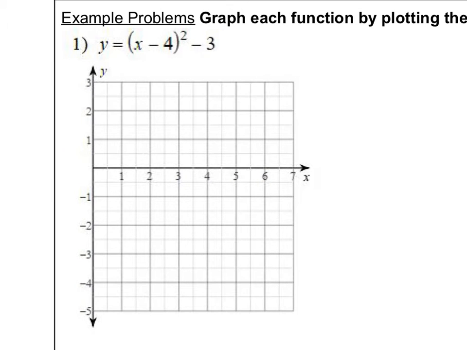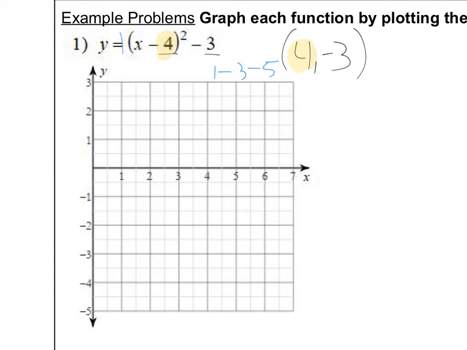First and foremost, my vertex, just by looking at this, I've got 4 comma negative 3. Remember, the number inside parentheses is always going to be the opposite of what you would intuitively think. So x minus 4 yields a positive 4. My a value out front is 1, so I'm going to use a 1, 3, 5 pattern.